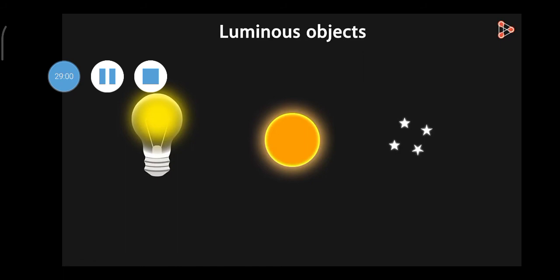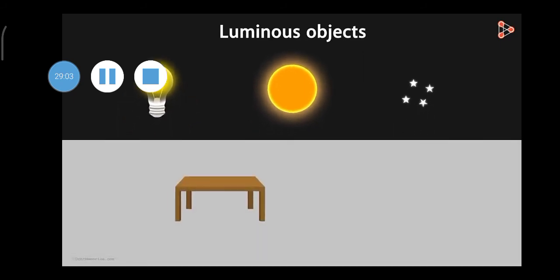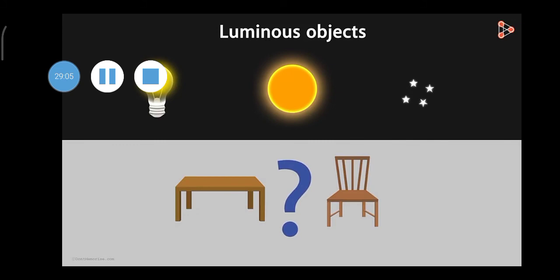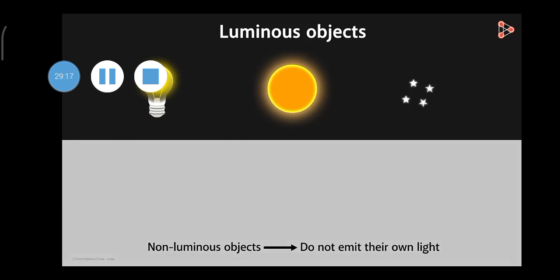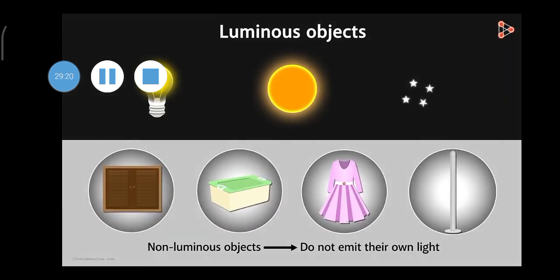What about objects such as this table and chair? Do they emit their own light? No, these objects do not emit their own light. Such objects are called non-luminous. Almost everything around us is non-luminous. Objects made up of wood, plastic, cotton, metal are all non-luminous.